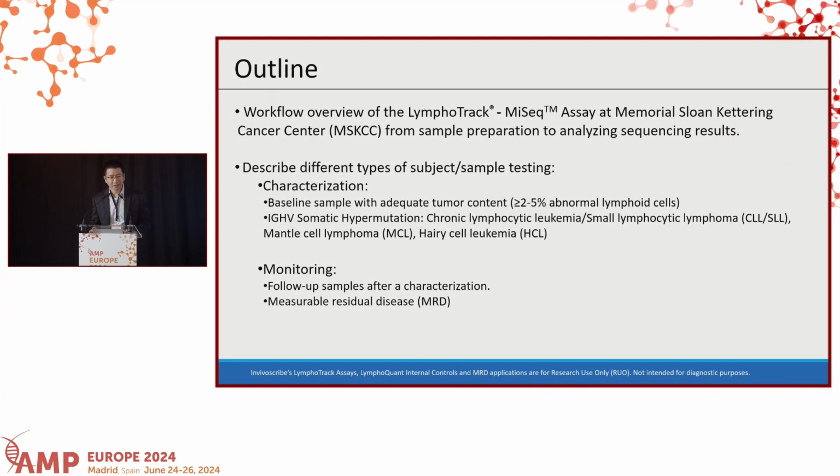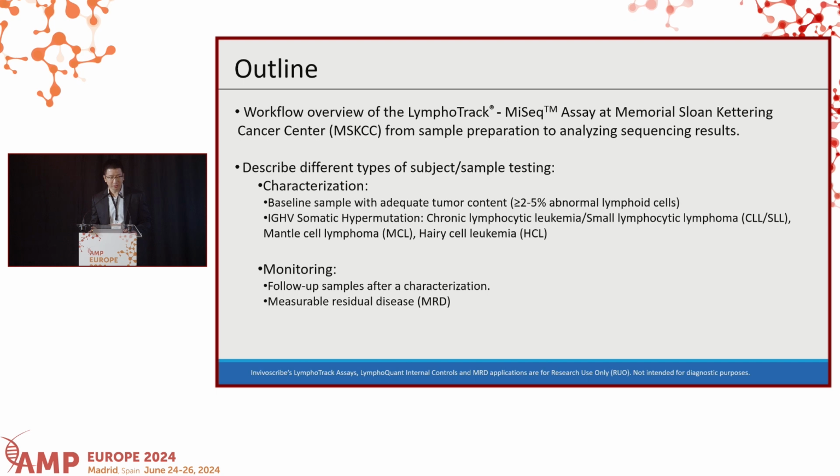Today, I'm going to discuss the workflow overview of the LymphoTrack MySeq assay at Memorial Sloan Kettering Cancer Center based on the perspective of a laboratory technologist such as myself. I'm going to describe two different types of sample testing. One is characterization, and this involves testing baseline samples with adequate tumor content at about greater than or equal to 2 to 5% abnormal lymphoid cells, based on ancillary studies such as flow cytometry, morphology, and immunohistochemistry.